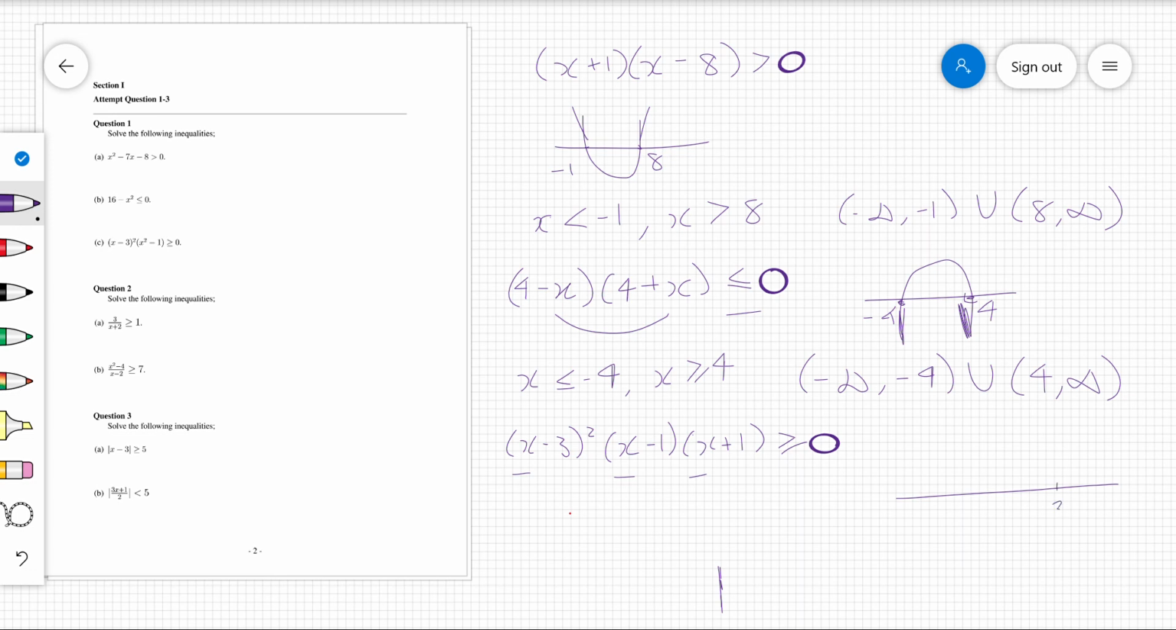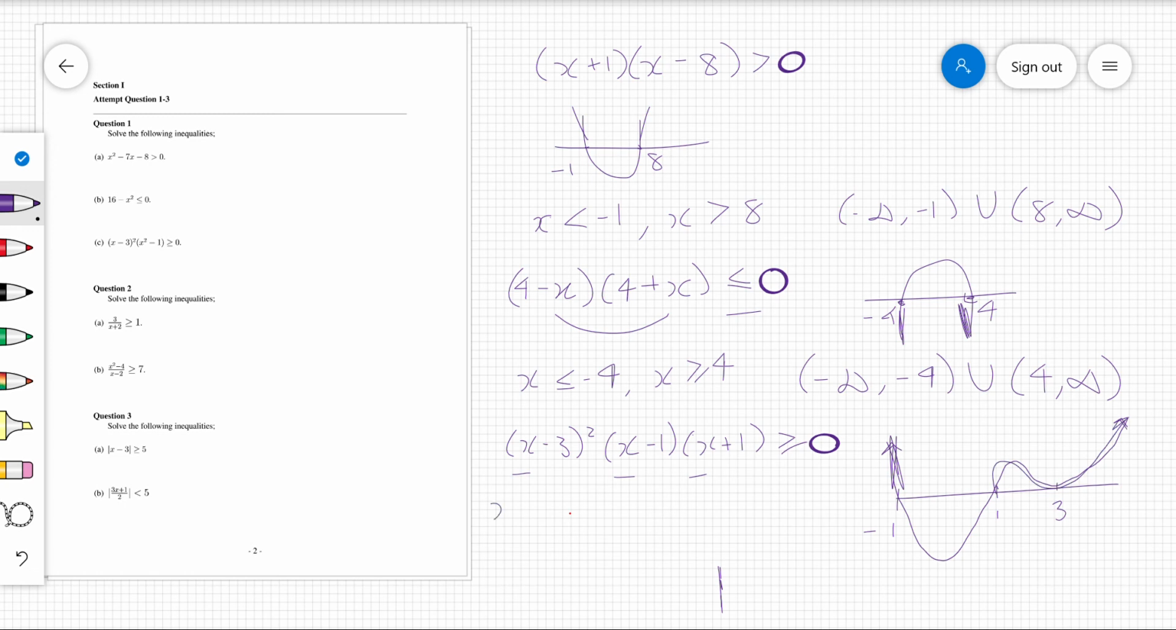So it's going to bounce at 3, but we also need a 1 and a -1. It is a positive quartic, so we're going to bounce at 3, and it goes through 1 and -1. Bad picture, but anyway, we can do it from there. So where is this graph greater or equal to? Greater or equal to would be here, and here all the way along there would be greater or equal to.